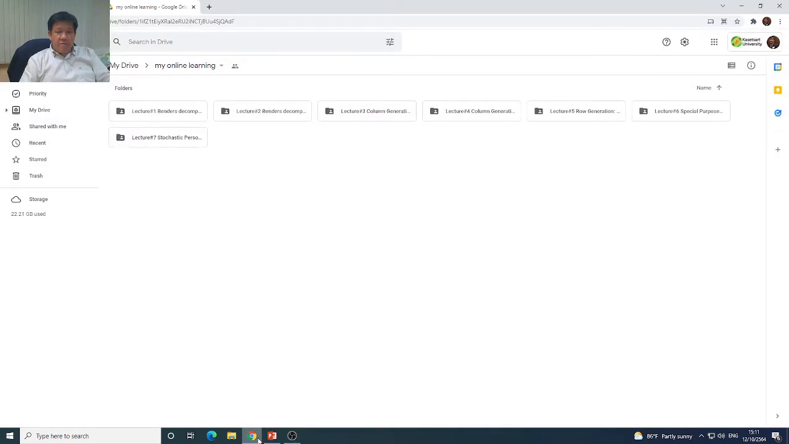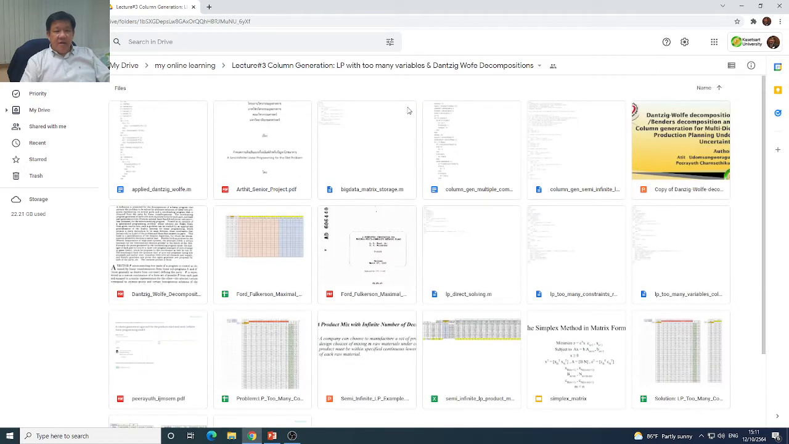Hello, we are back to continue our lecture to the folder of lecture 3. The name of the folder for this lecture set 3 is column generation for LP with too many variables and then Benders decomposition.